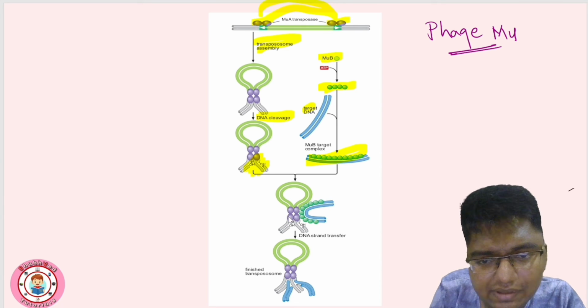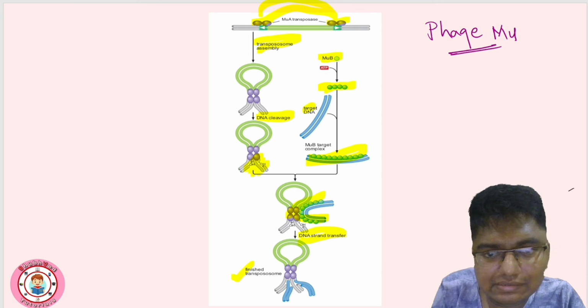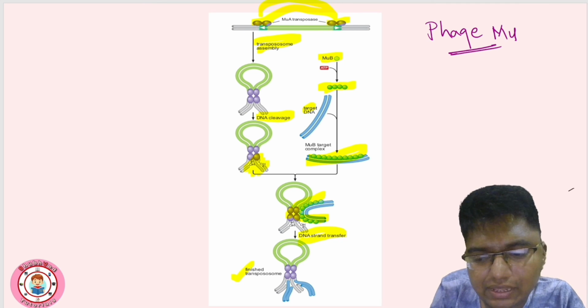Here we can see MuA. Here we can see MuB. They are coming close to each other, and then strands will be transferred. The last step, DNA strand transfer. Finished transpososome, right? So this is a transpososome. Transposition has occurred. This is about phage Mu.